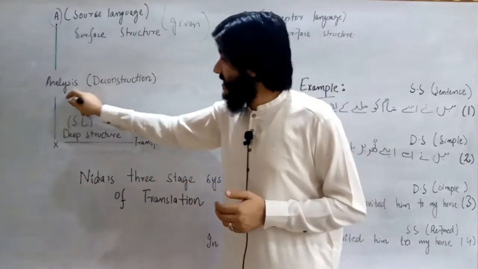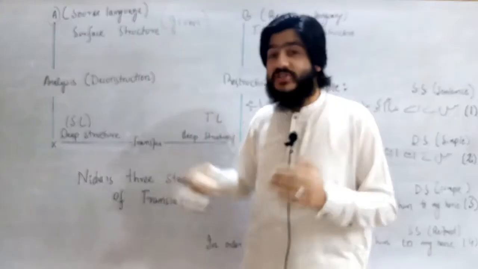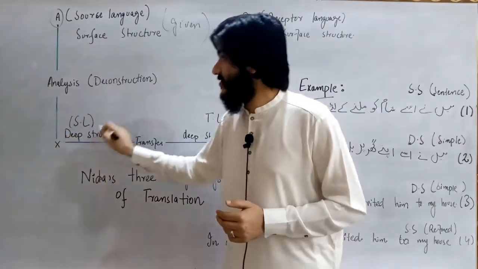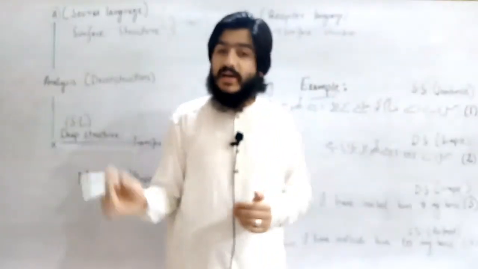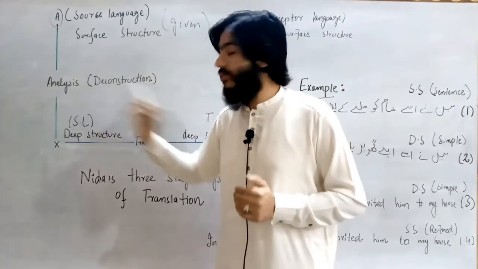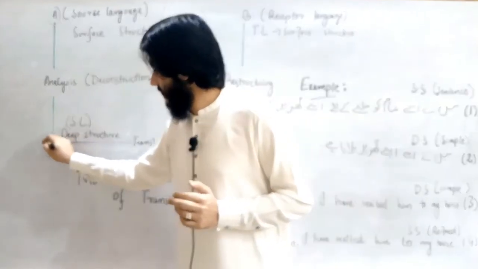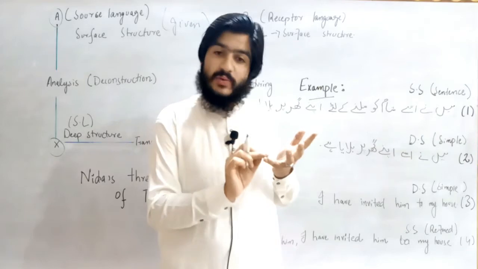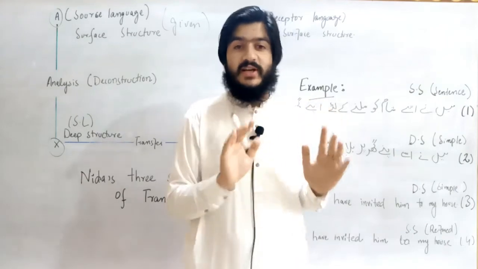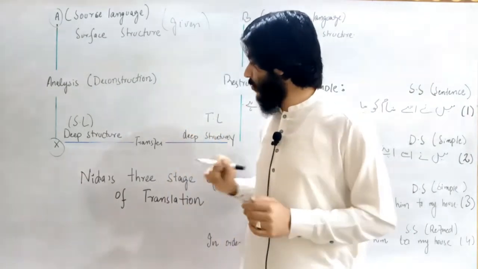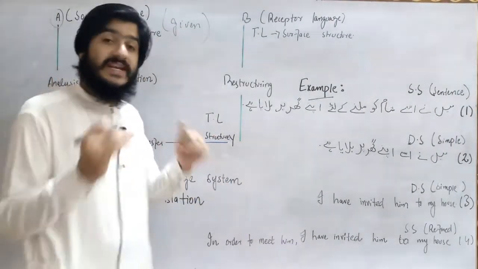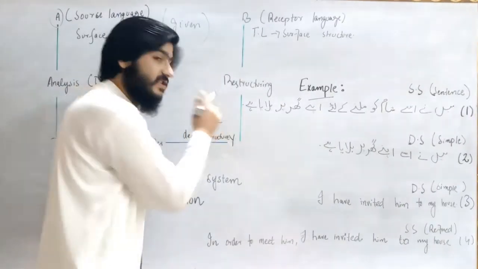So we analyze this source language and we deconstruct it. From the surface structure we do analysis and deconstruction, and we make the deep structure of the source language, which is X. The first thing, we take a language and its surface structure, and we deconstruct that language into its deep structure. This is one stage. Then we transfer this deep structure of the source language into the deep structure of the target language.